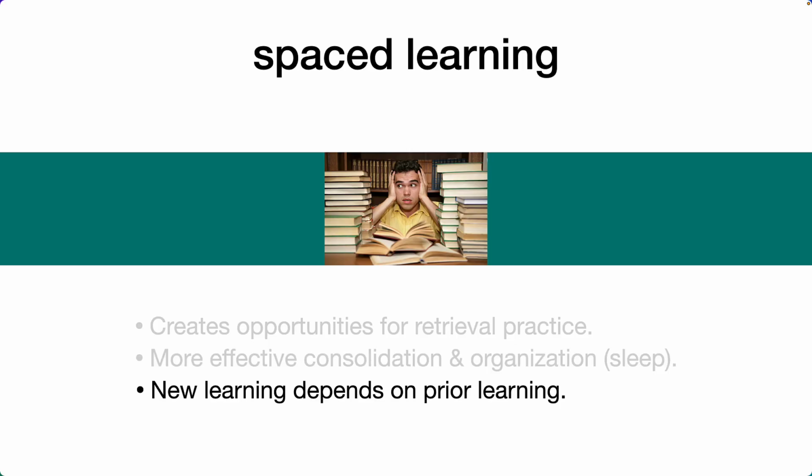And finally, new learning depends on prior learning. We can't make sense of new information without relating it to what we already know. That is how we make sense of something new. We use our pre existing knowledge to explain it. So, by spacing learning, subsequent learning episodes can benefit from what was consolidated and organized during earlier study episodes.